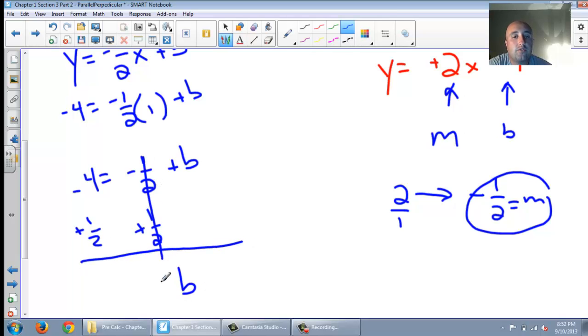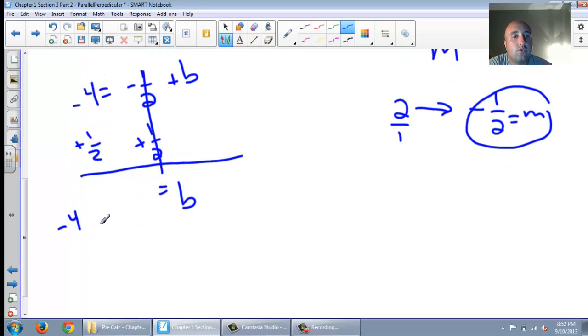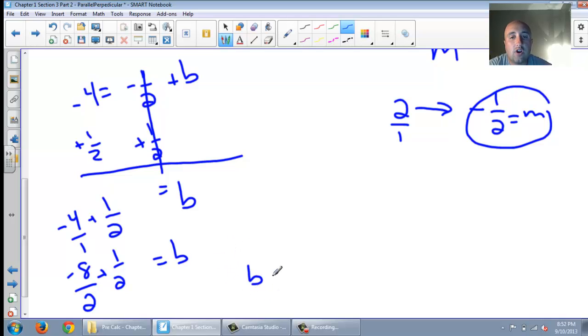The -1/2's go away, and I'm left with b equals -4 plus 1/2. So I need a common denominator. Our common denominator is 2. -4 times 2 is -8, plus 1/2. And lastly, what will that give us for our b value? -8/2 plus 1/2 is -7/2.